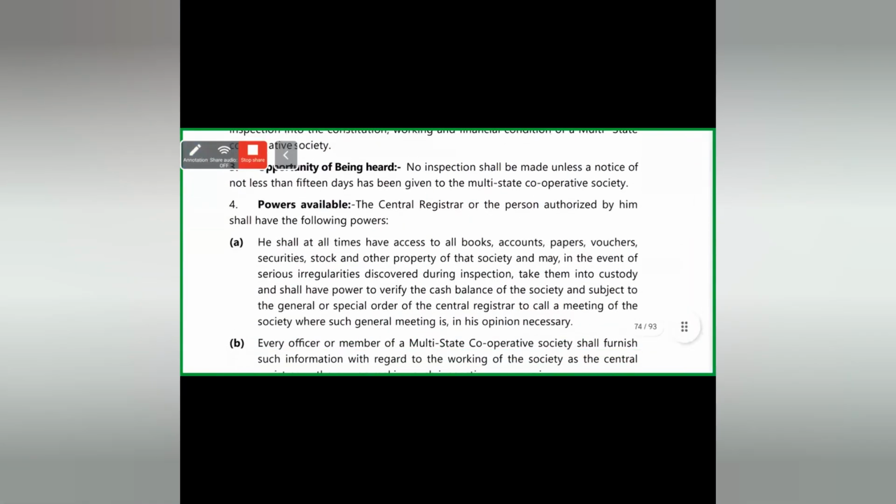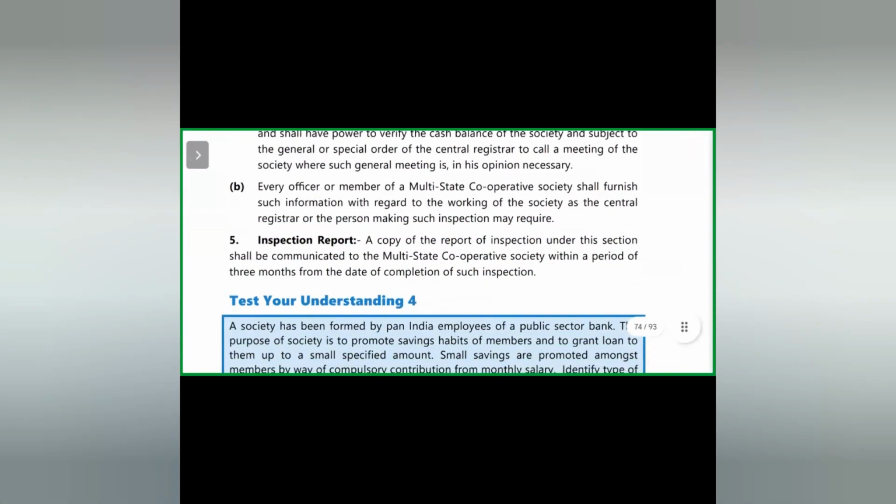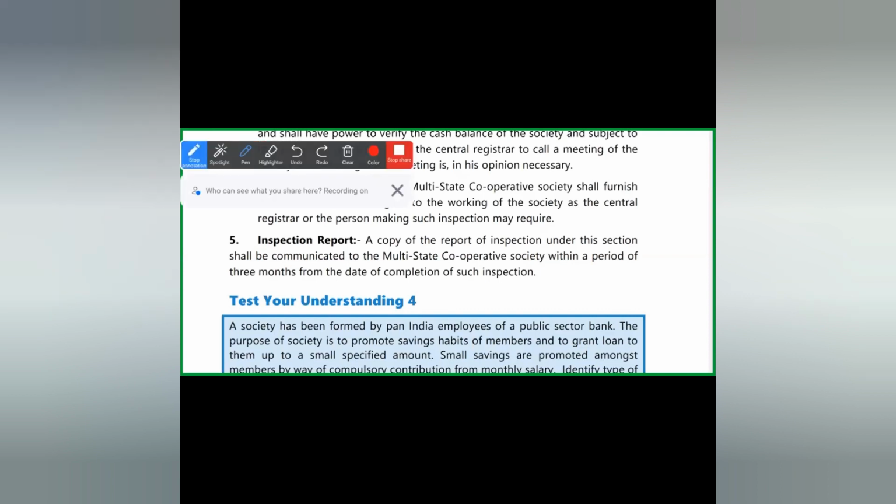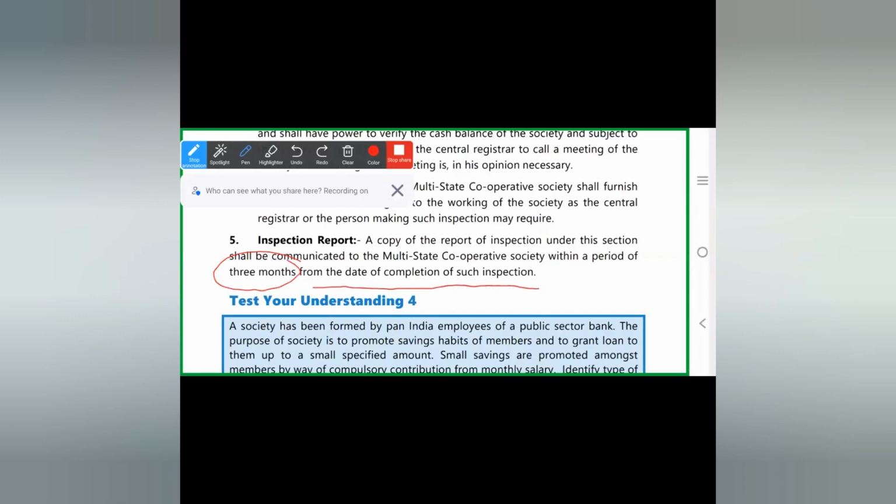Powers available to the central government are the same. They can have access to the books of account. They can furnish such information with regard to the working of the society as the central registrar requires. And an inspection report, that is a copy of the report of inspection under this section, shall be communicated to the multi-state cooperative society within a period of 3 months from the date of completion of such inspection.